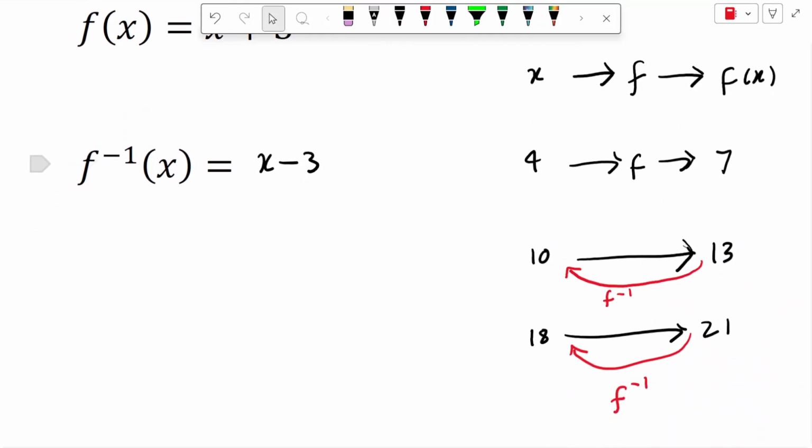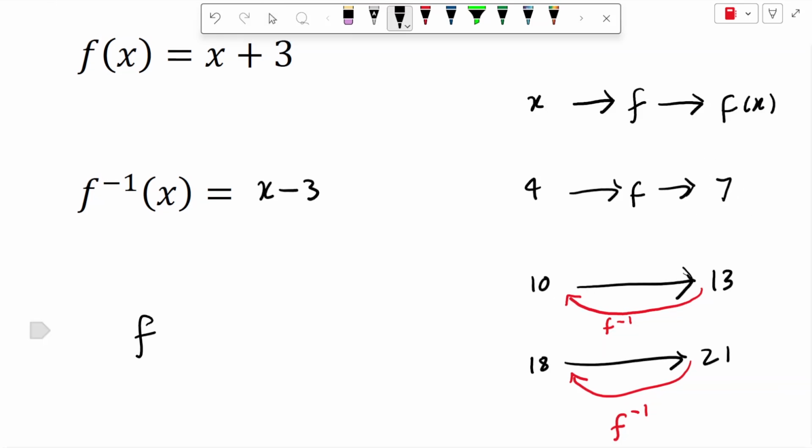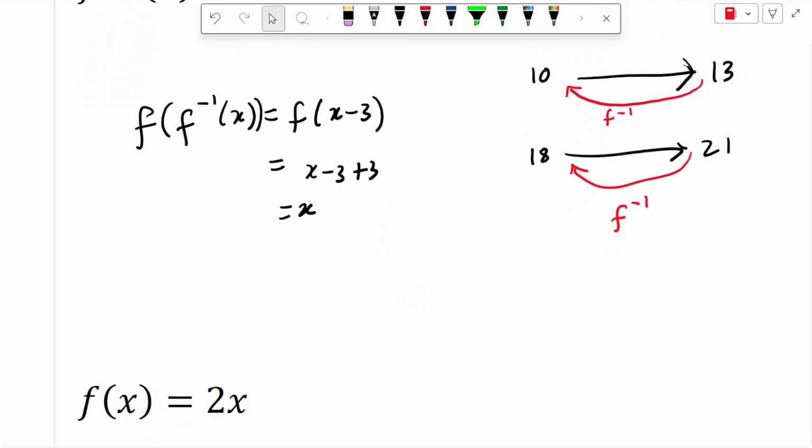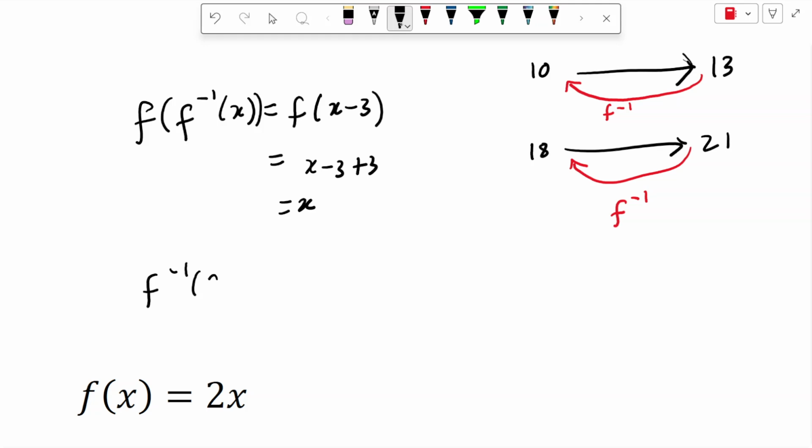If you want, you can also check what happens if we compose f with its inverse. So this is going to be f of x take 3. What does f do? It adds 3. So you're going to get x take 3 as the input and add 3 to that. You get x. It's also true that if we look at f inverse of f, that's going to be f inverse of x plus 3. What does f inverse do? It takes 3 away, so we take our input x plus 3, take 3 away from it, and you get x.